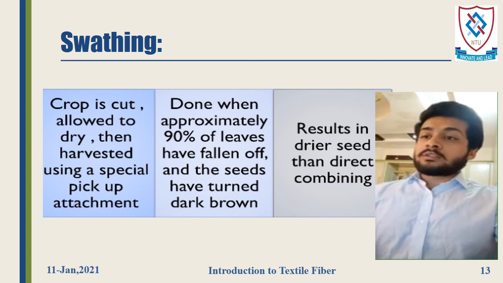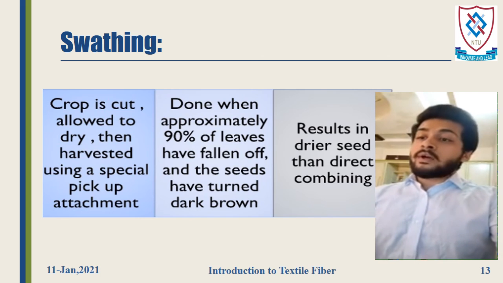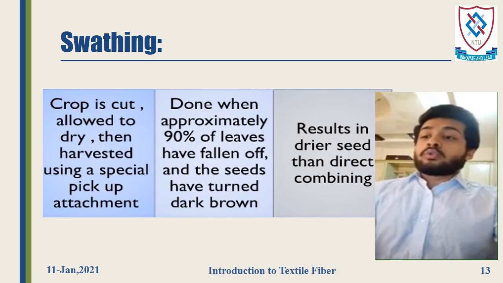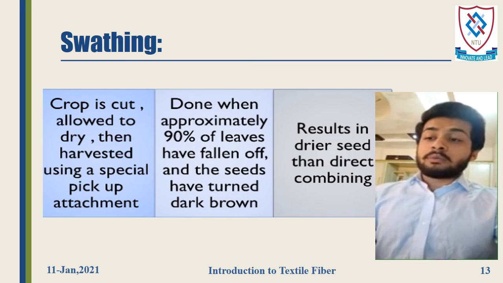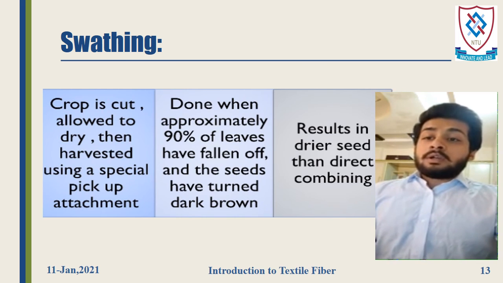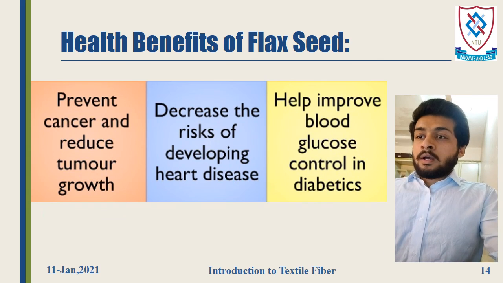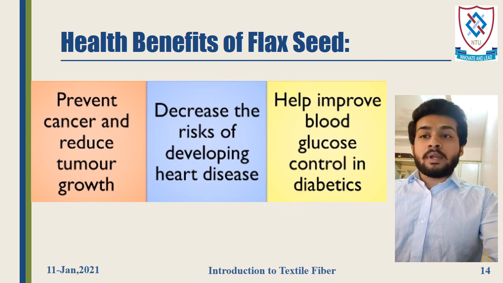Now we will discuss swathing. What is swathing? In swathing, the crop is cut and allowed to dry when harvested using a special pickup attachment. After dunning, when approximately 90% of leaves have fallen off and the seeds have turned dark brown, it results in drier seed than directly combined.